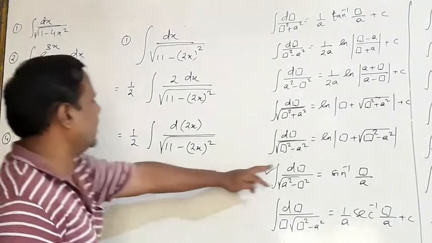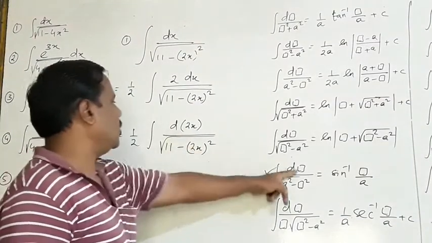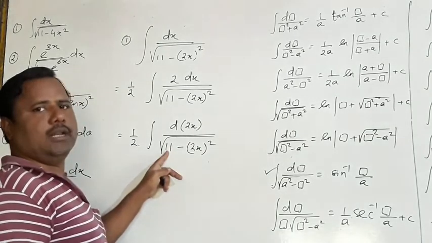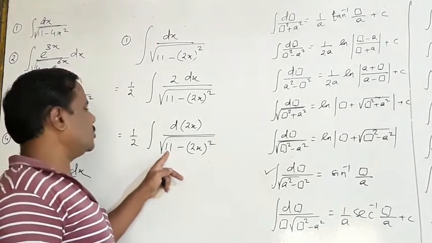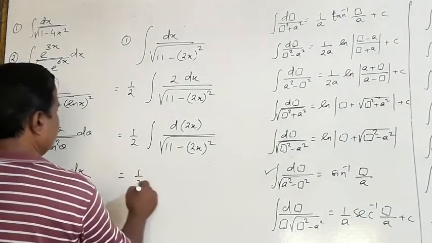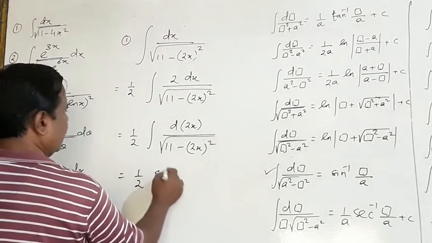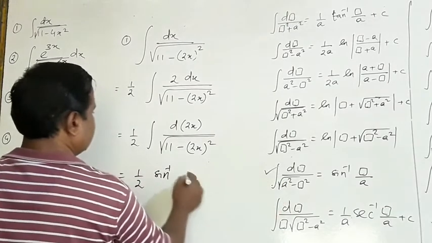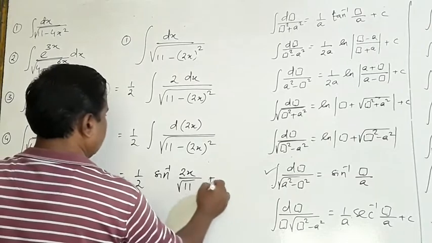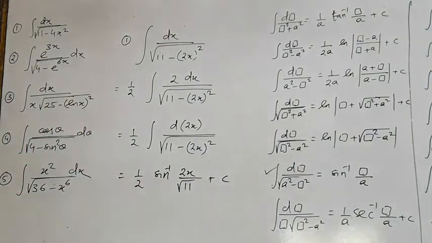Now you can put whatever you like. You can look at this: d of (bakso) by root over a square minus bakso square. A means what? Root 11. It is 1 by 2 sine inverse of bakso by a. Bakso means 2x, by a, and a means root 11, plus C. Okay.